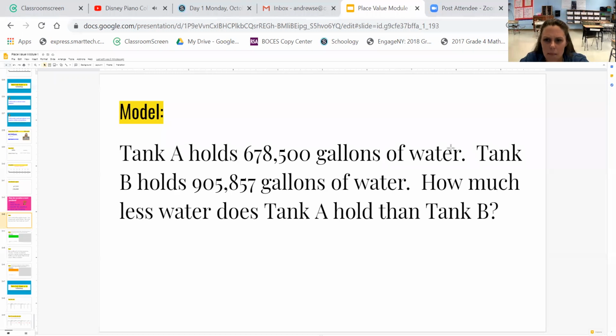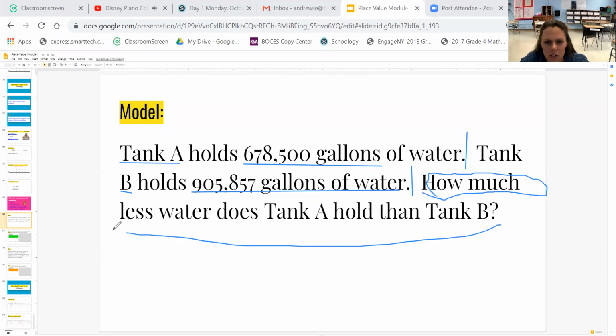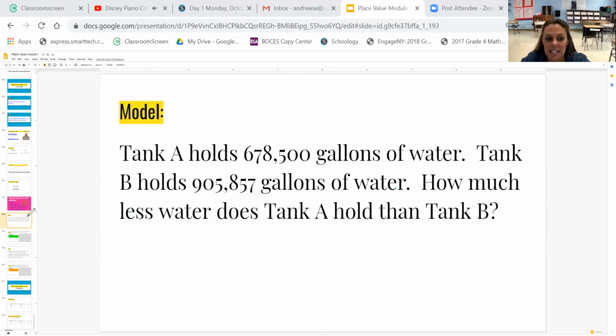So I want to first just start by putting some roadblocks in. There was a lot of information here, something about tank A and how much water it held. Then there was tank B and it held a different amount of water. That's another part. And then we have that question. So I like to underline or do something. We're trying to figure out how much less water it holds. Because tank B definitely holds more, or tank A definitely holds less, sorry. If we look, 600,000 is way less than 900,000. So we're trying to find that difference.